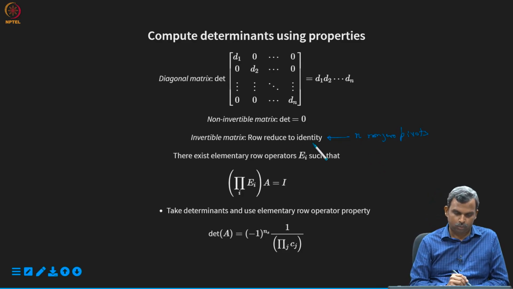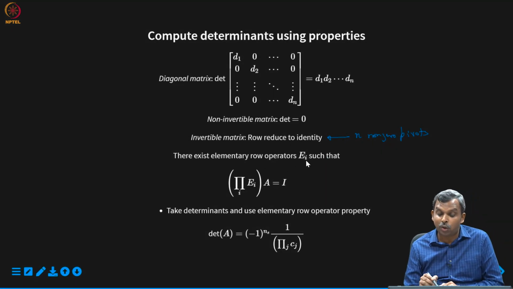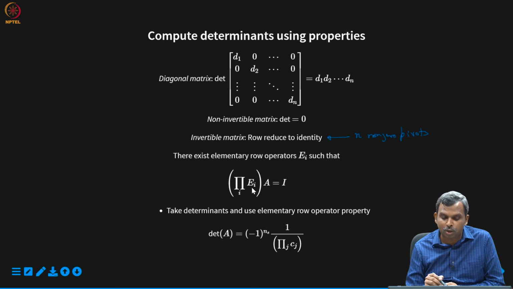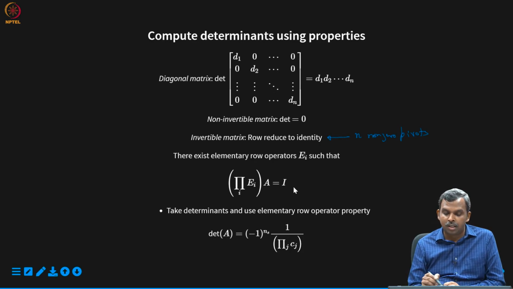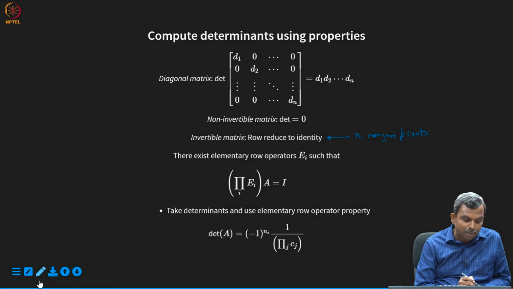Okay, so what are we saying here? There exist elementary row operators EI such that the product of all these EIs times A equals I. So this is crucial. Once you get this, you can take determinants on both sides. When you take determinants on both sides, notice what happens. On the left-hand side, you have this familiar form. It's just product of row operators times A. I know my determinants go inside, right? When my determinants go inside, what can happen?